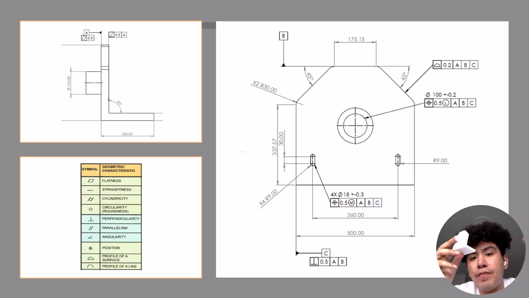It has a perpendicularity of 0.5 with respect to A and B in the tertiary datum feature. And finally, the general dimensions for this model are 500 width and length, but for the purpose of this project I made it at a scale of 1/10.